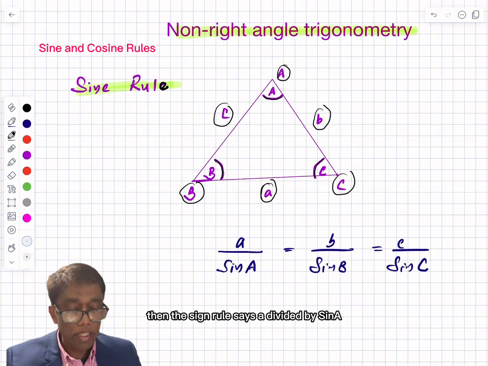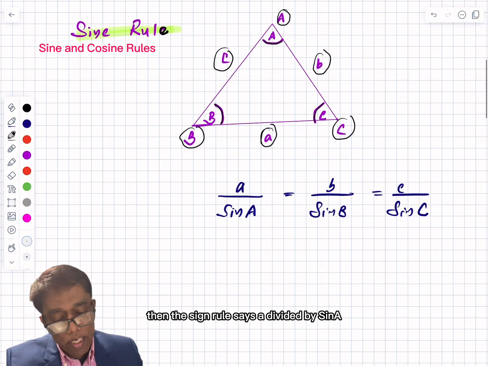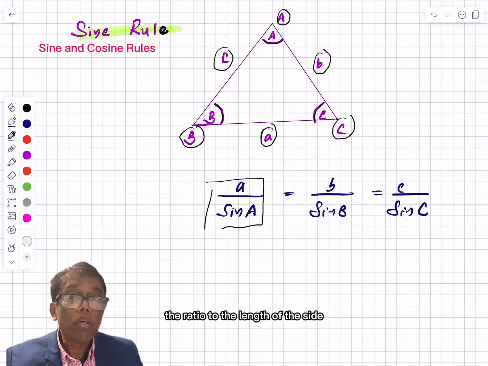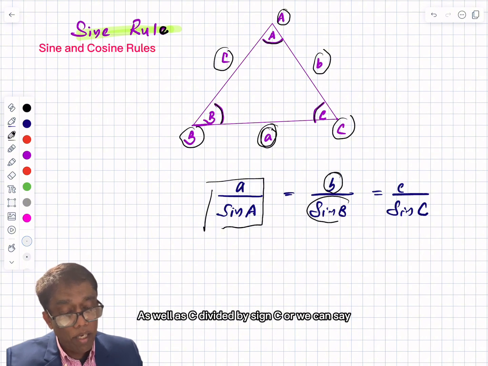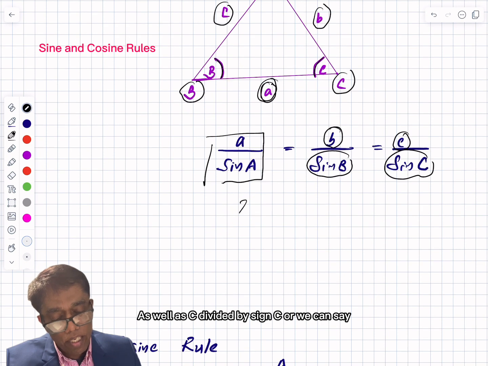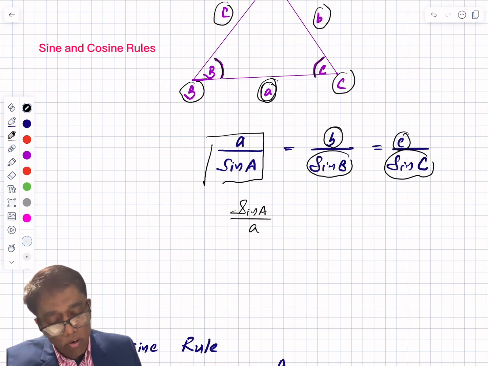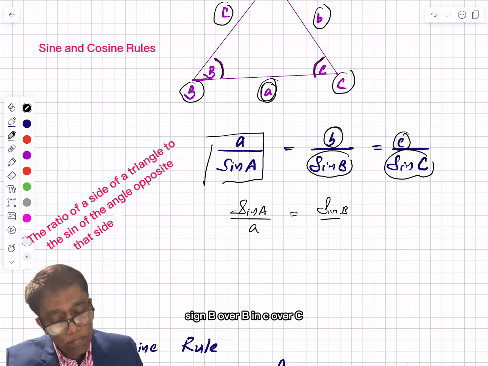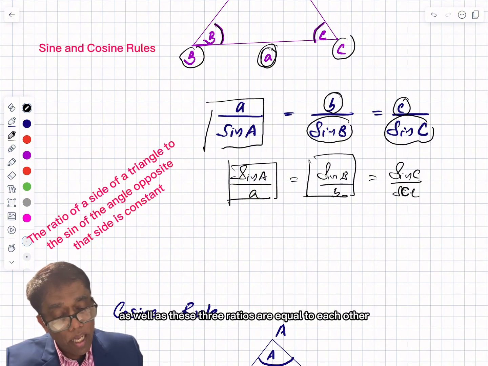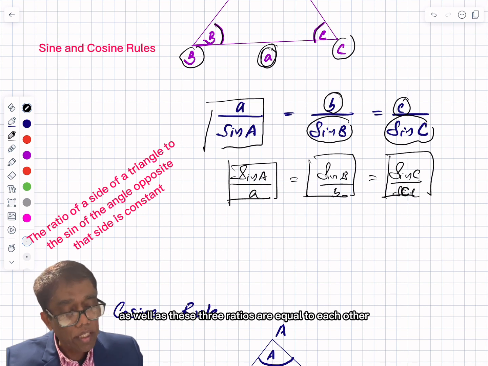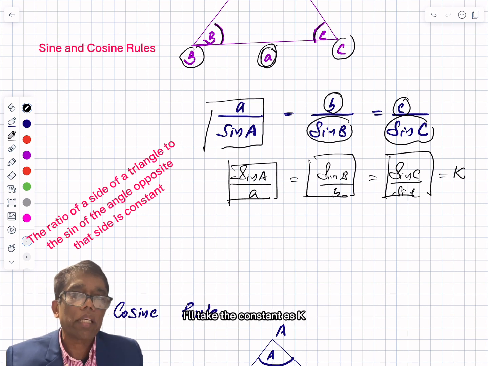Then the sine rule says a divided by sine A, the ratio of the length of the side to the sine of its opposite angle, is equal to b divided by sine B, as well as c divided by sine C. Or we can say it the other way: sine A over a, sine B over b, sine C over c. These three ratios are equal to each other. We can say it's a constant, and I'll take the constant as k.